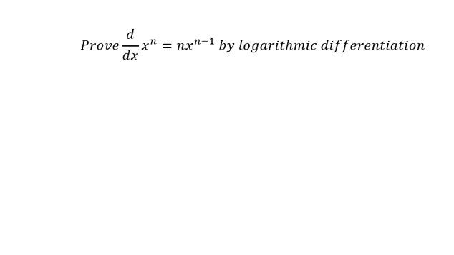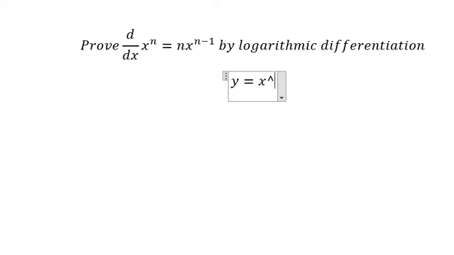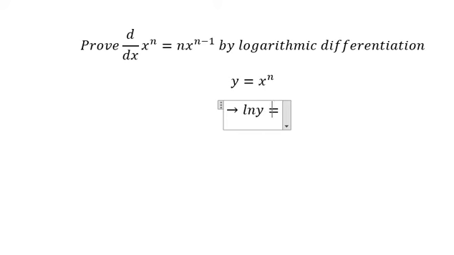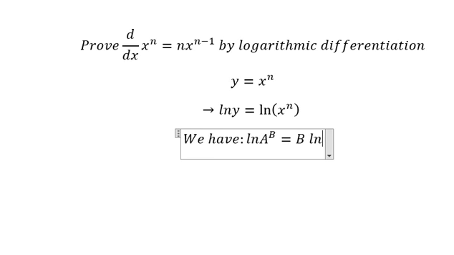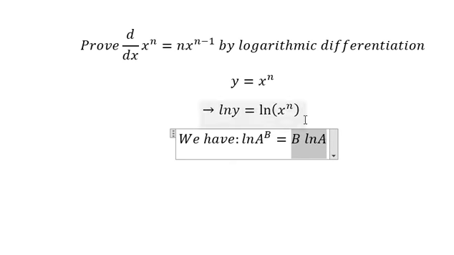The first thing I will put is y equals x to the power of n. Later, we take the natural log of both sides. Next, we have the formula in here: ln(a^b) equals b ln(a). So we need to transform this one into this one.